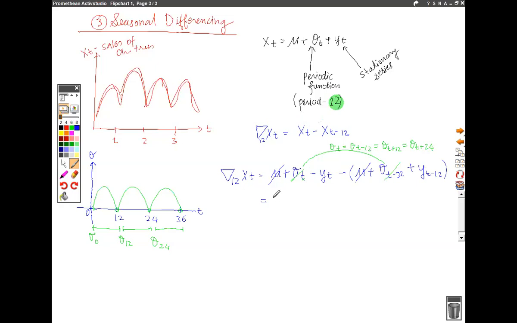So what you will have is y_t minus y_{t-12}, right? And this is nabla_12 x_t. And I know that y_t is a stationary process. That itself is a stationary process as well. So any linear combination of those is also going to be a stationary process. So now this is a stationary process, which I can model, right? Using the models that we have studied so far. Is this making sense?